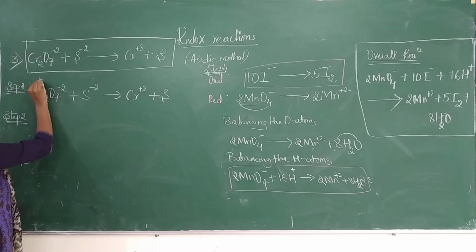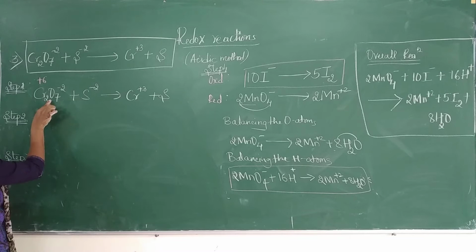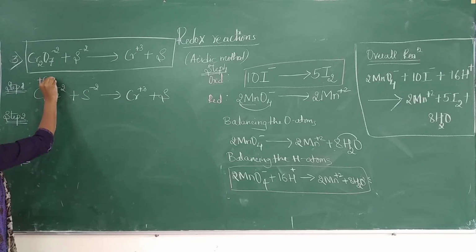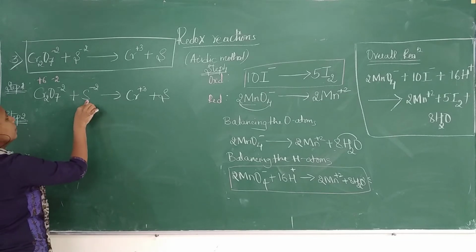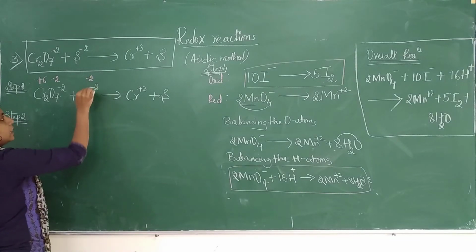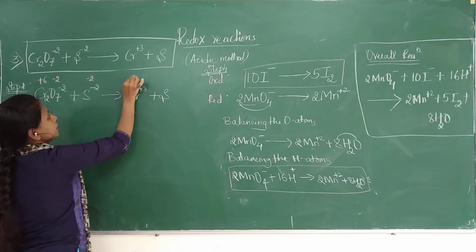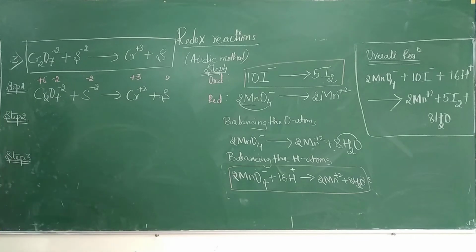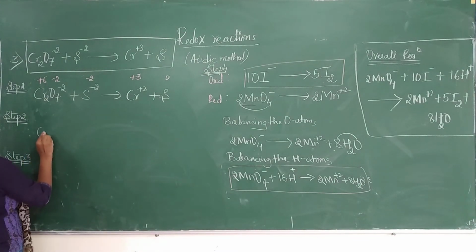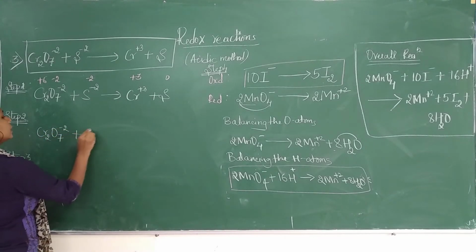It was +6. The dichromate ion's chromium has a charge of +6. Oxygen, -2. Sulfide, -2, as it carries -2 on it. +3, it is 0. Now you have to note down the oxidation numbers. So now you can identify where there is an oxidation and reduction. Tell me where there is an oxidation.